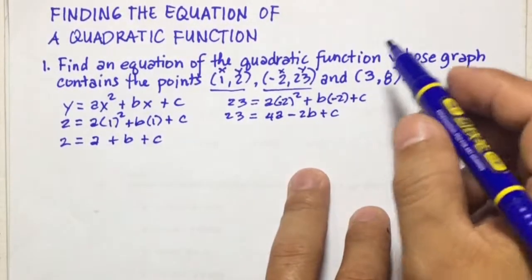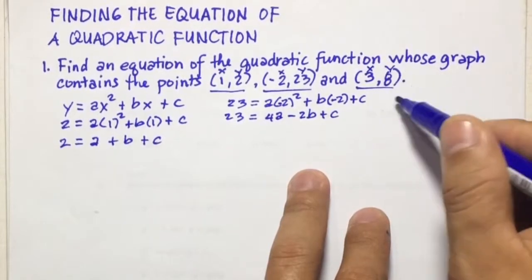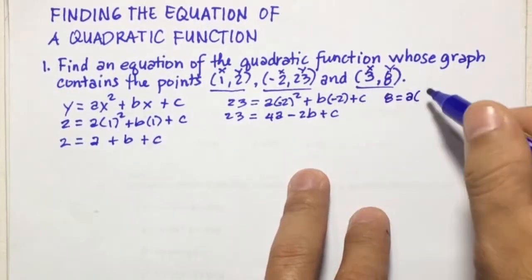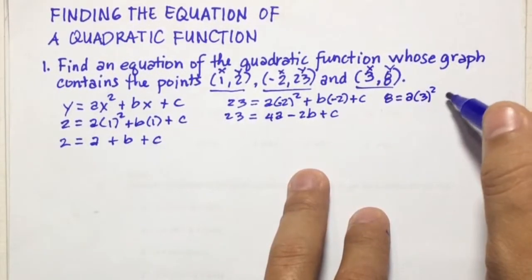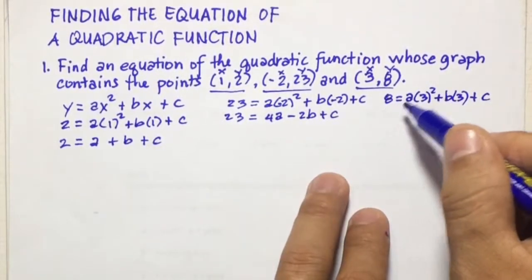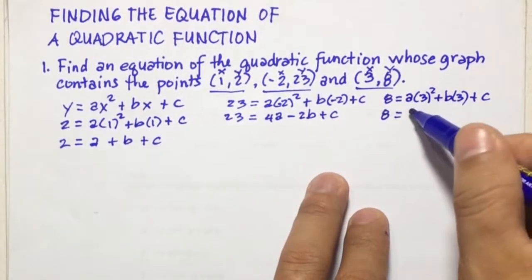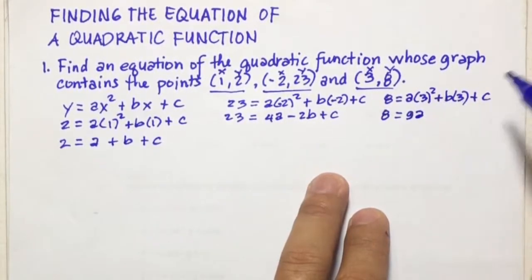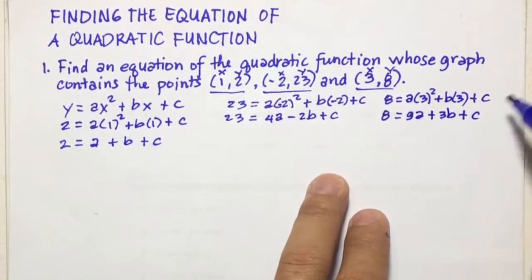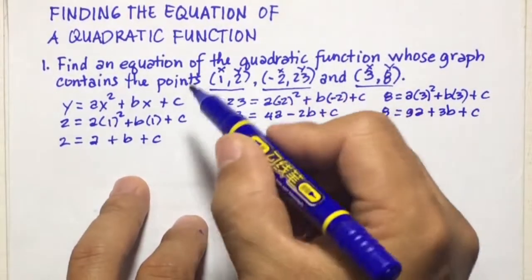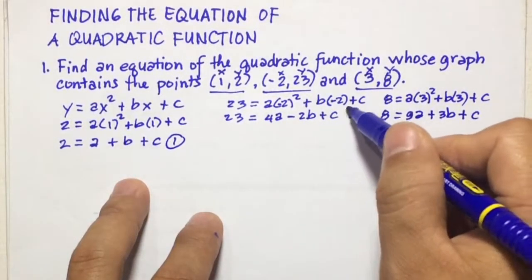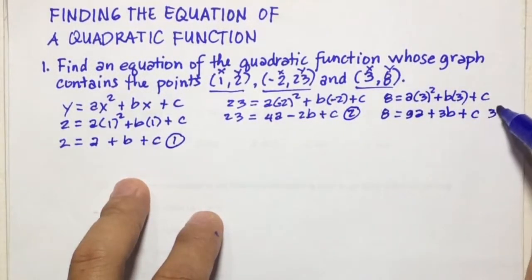And for the third point, (3, 8), we have 8 equals a times 3 squared plus b times 3, plus c. Then 8 equals 9a, since 3 squared is 9, then b times 3 is 3b, then plus c. So this will be equation number 1, this is equation number 2, and this is equation number 3.